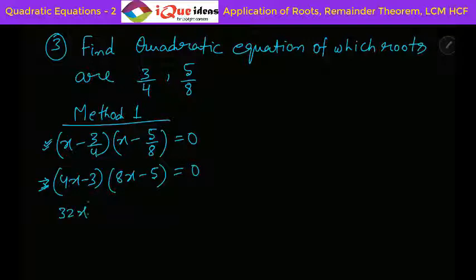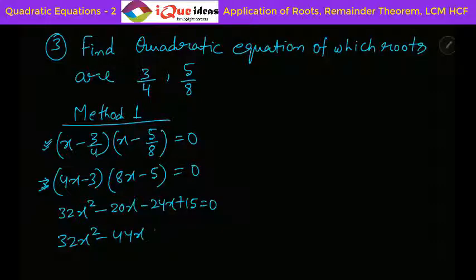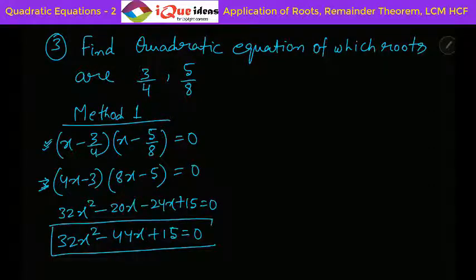4x into 8x is 32x square. Minus 4x into 5 is 20x. Minus 3 into 8x is 24x. Minus 3 into minus 5 is plus 15. That is equal to 0. So we have 32x square minus 44x plus 15 equal to 0 as the answer of this question.